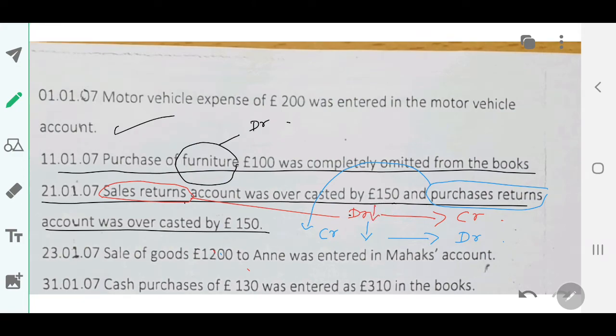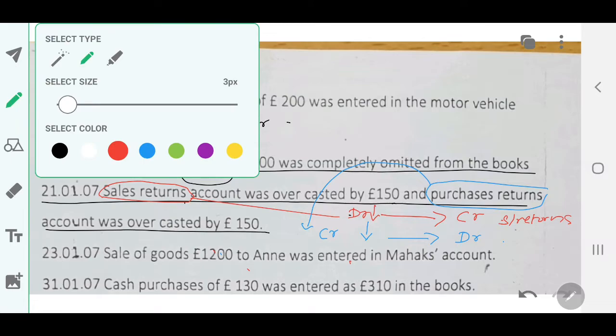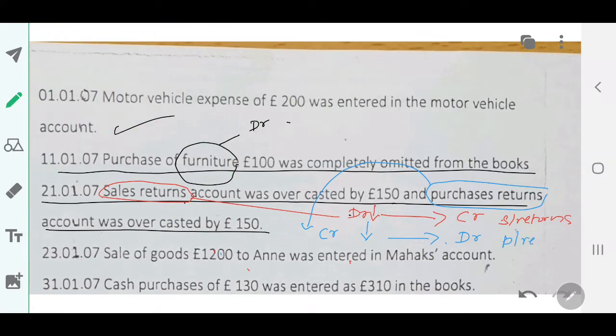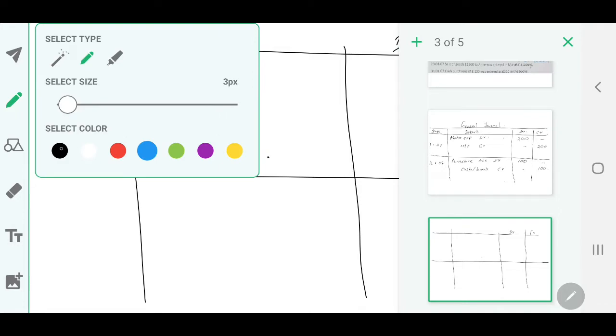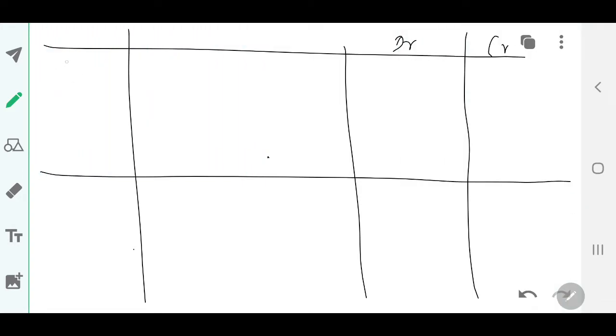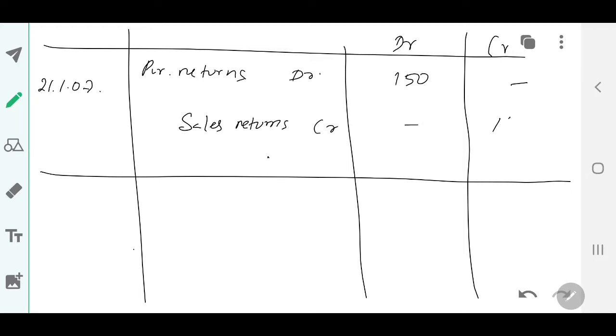Basically, you credit the sales returns and you debit the purchases returns. Remember, always the debit entry comes first. Therefore, let's post the entry now. This was on 21st of Jan 2017. Purchases returns account debit by 150, whereas sales returns account credit by 150.